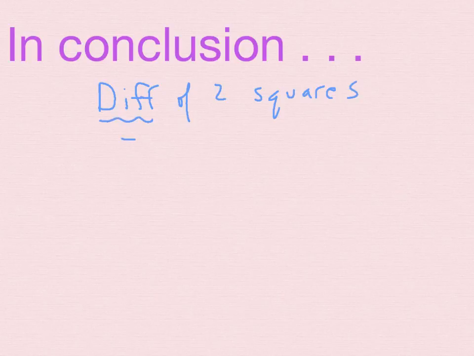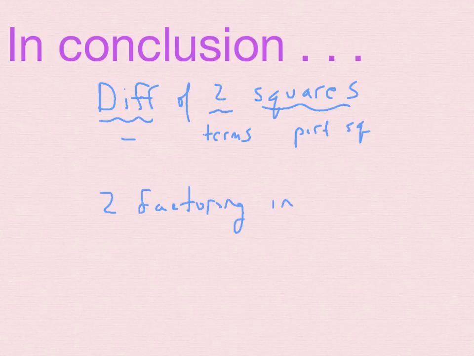So in conclusion, we have difference of two squares. And if we pay attention when we look at directions of what we're looking at, there's that difference piece, there's that two terms, and squares for those perfect squares. And also the fact that sometimes we might need to do two kinds of factoring in the same problem.